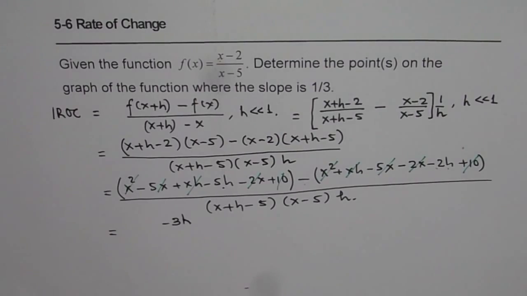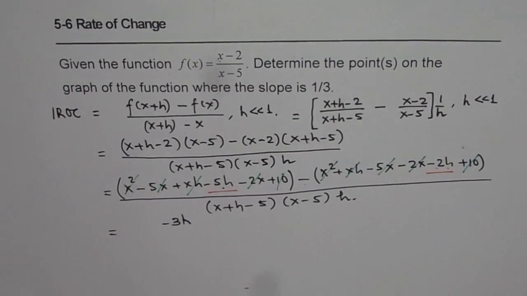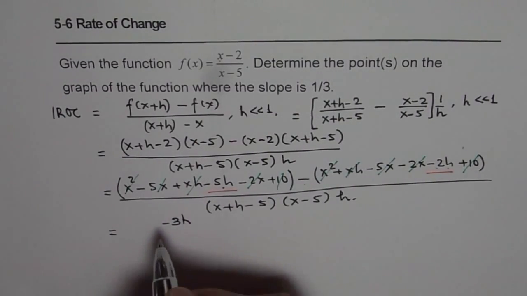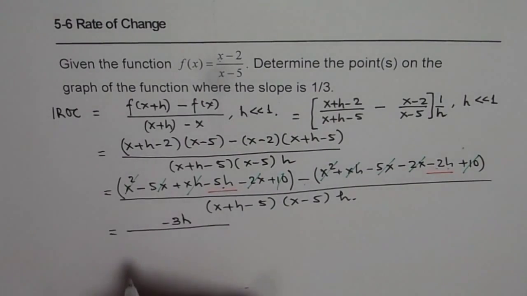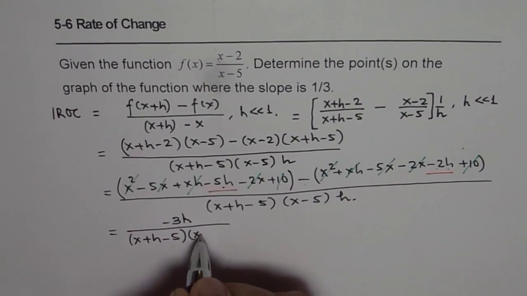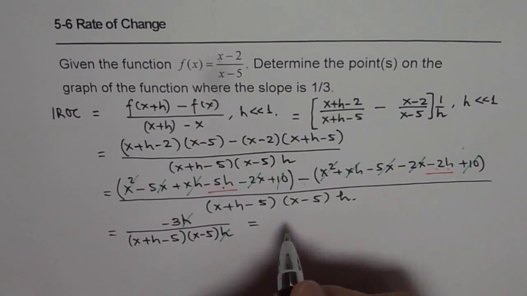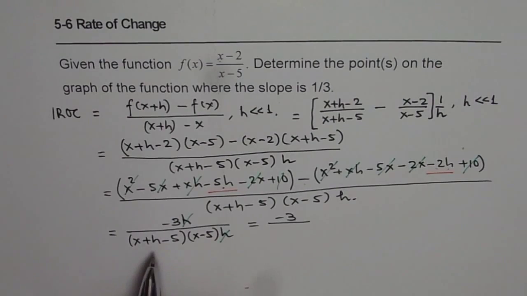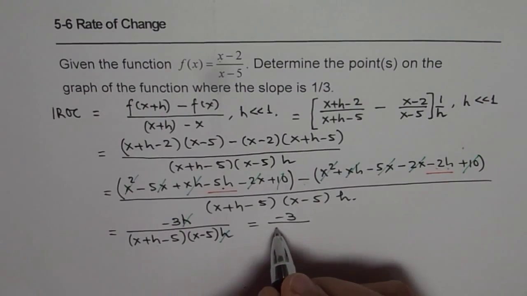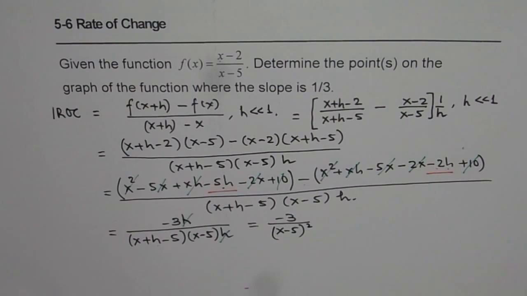So these two terms here, let me highlight these two terms, right? They will give us -3h divided by all this, which is (x + h - 5)(x - 5)h. And now we can cancel h, right? So if we cancel h, we get -3 over, and as h approaches 0, we can write 0 for h now, right? So we get (x - 5) whole squared. This could be simplified as this now, correct?